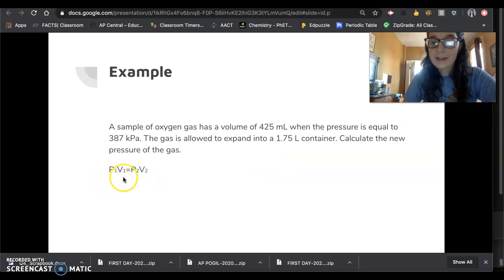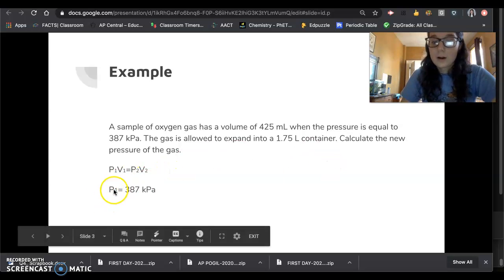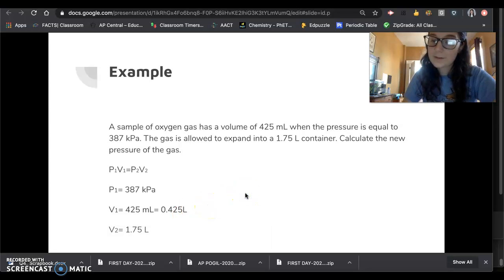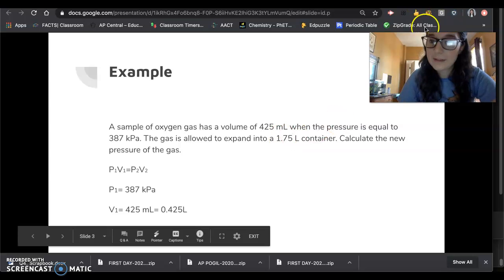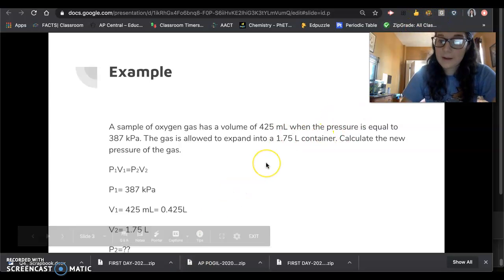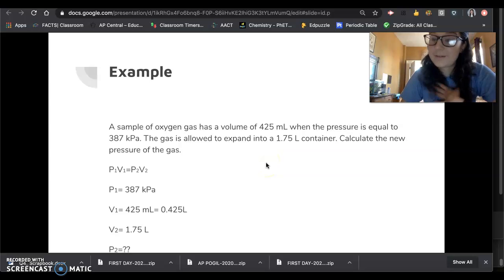So here I'm going to lay out my equation. P1V1 equals P2V2. Our initial pressure is 387 kPa. Our initial volume, I again convert it to liters, so that's 0.425 liters. And our final volume is 1.75 liters. So now I want to solve for what the final pressure is, P2.